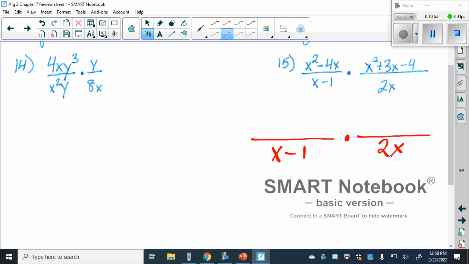So we can look at the numerators. The first numerator is x squared minus 4x. Well, x squared and 4x do have a greatest common factor of x that we can factor out. If I factor an x out of x squared, we're left with an x minus 4. Because if I take the x away from 4x, we're just left with 4. And it stays minus because we're not messing with the signs.